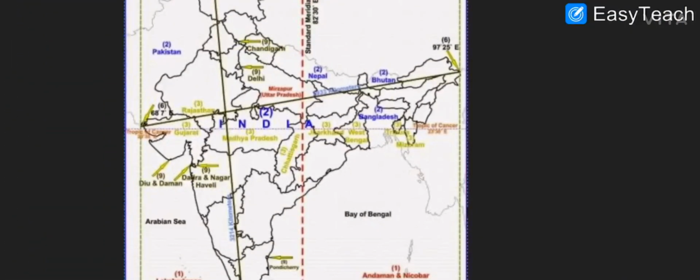Look at this. The Tropic of Cancer passes through which states? Gujarat, Rajasthan, Madhya Pradesh, Uttar Pradesh, and these eastern states. Remember this? That's very, very important.